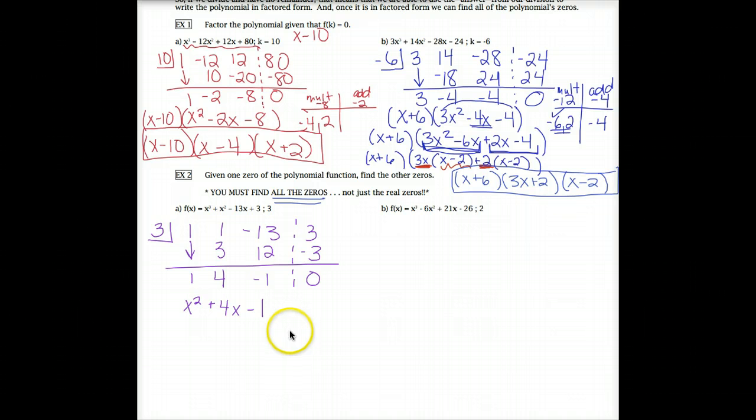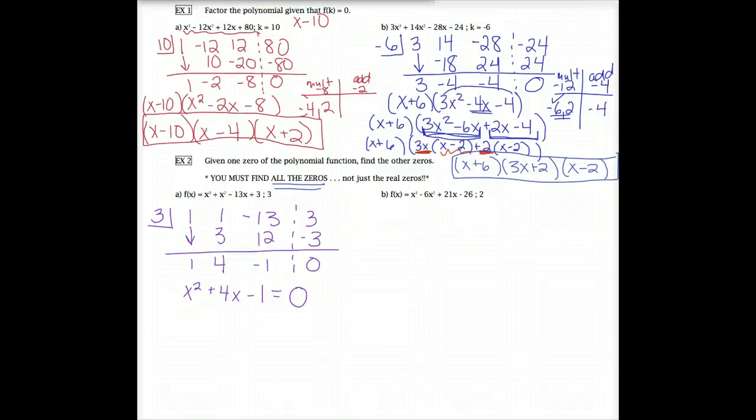Now, I'm not just factoring here, I am finding the zeros, which means I have to set this equal to 0. Now, some of these will factor, just like they did up here. This was factorable, this was factorable. This one is not. There's nothing that multiplies to negative 1 that adds to 4. That doesn't mean that you stop. That means that you have to solve it a different way. That's why we spent an entire unit on solving quadratics, because this is a quadratic and it's not factorable. We still have to be able to solve it.